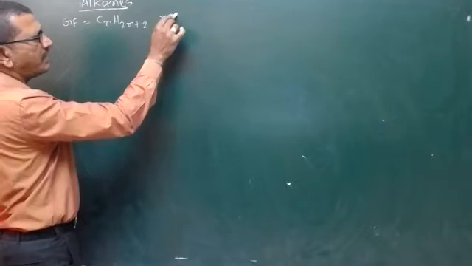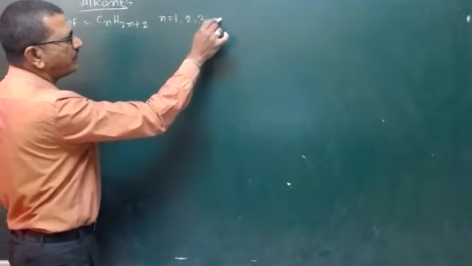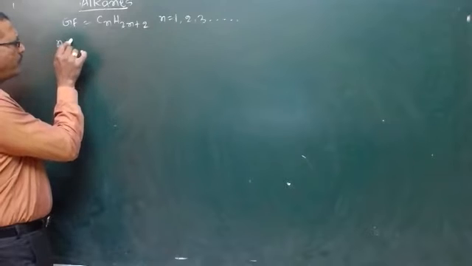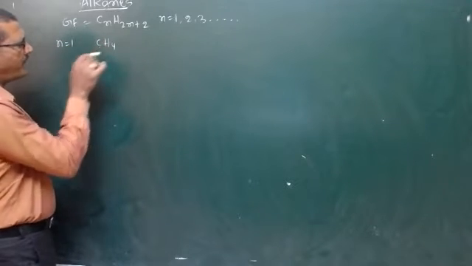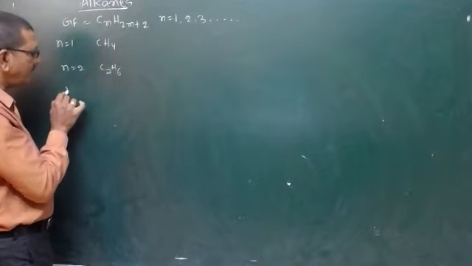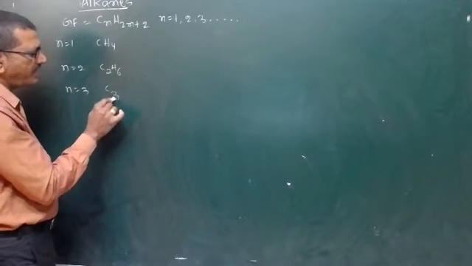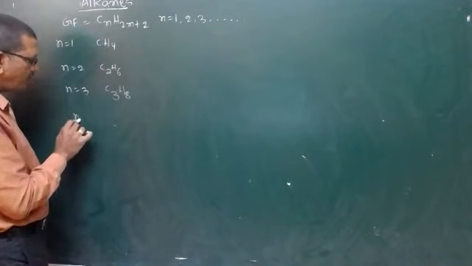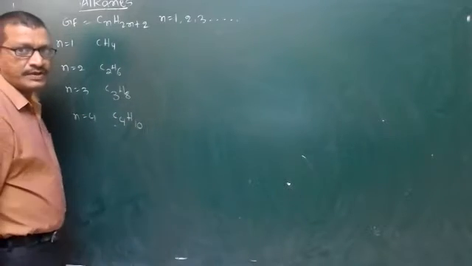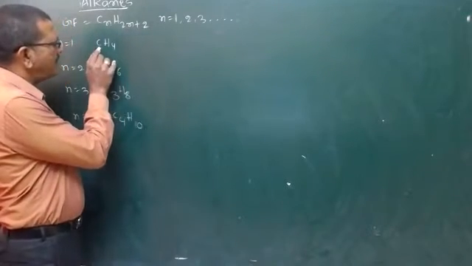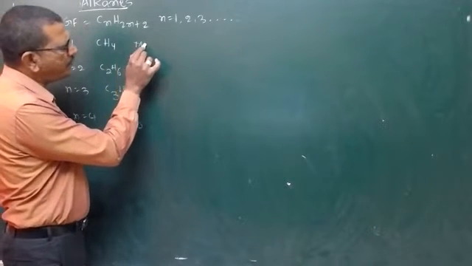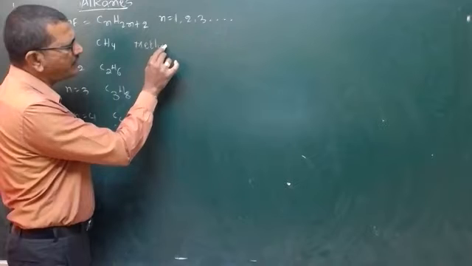In this case, n is equal to 1, 2, 3, 4, and so on. If n is equal to 1, we get CH4; n is equal to 2, C2H6; n is equal to 3, C3H8; n is equal to 4, C4H10, like this. How many carbons are present in the first one? 1. That's why the IUPAC name of this compound is methane.